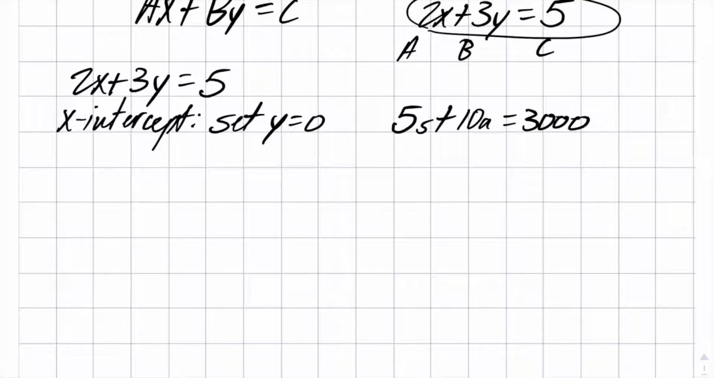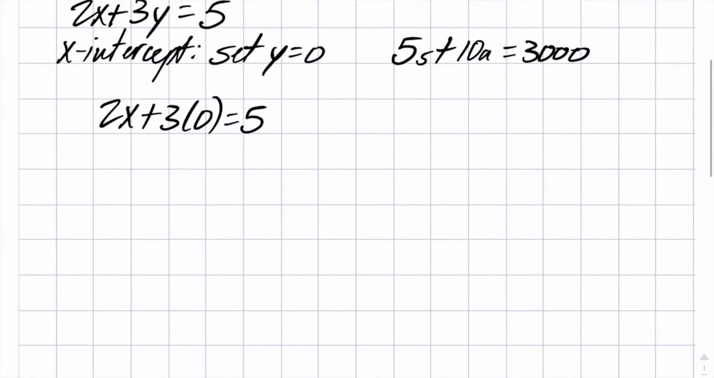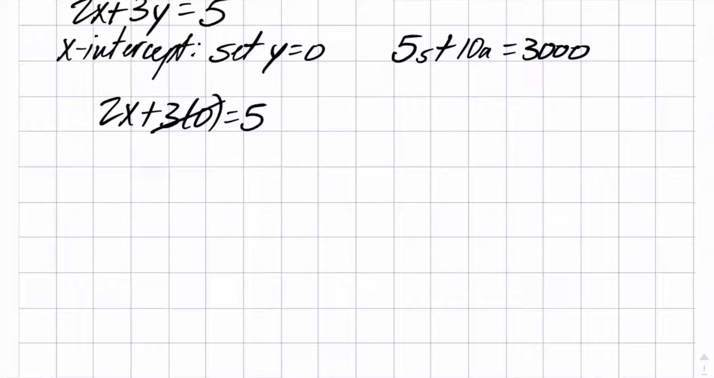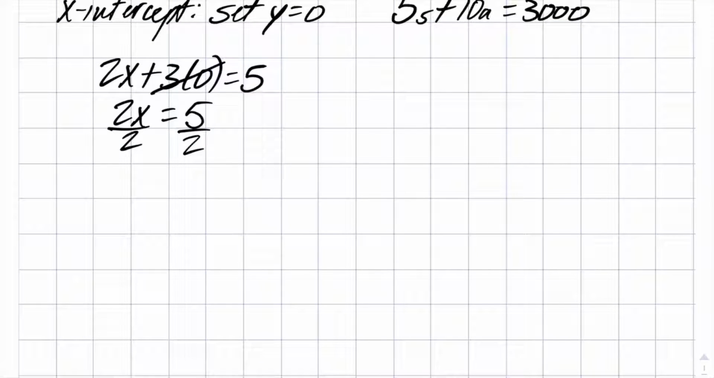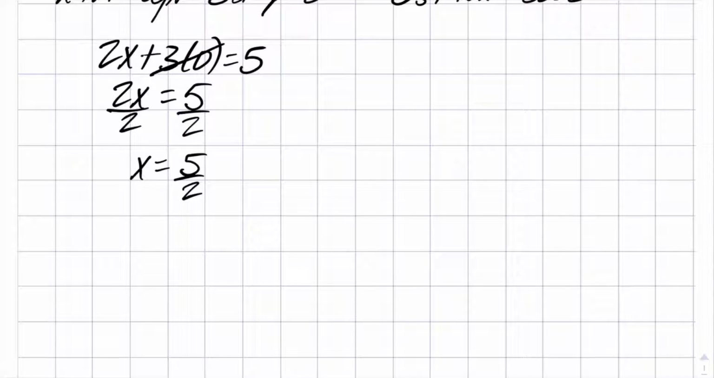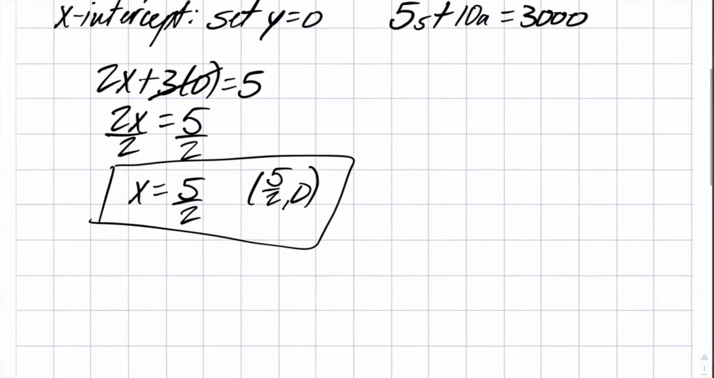So we're going to go ahead and do 2x plus 3 times 0 equals 5. 3 times 0 is 0, so you're going to get 2x equals 5, divided by 2, divided by 2. x equals 5 over 2. This is my x-intercept, and when we write it in coordinate points, it's 5 over 2 comma 0. This is it. Okay?